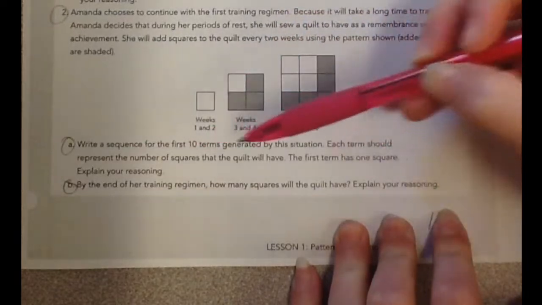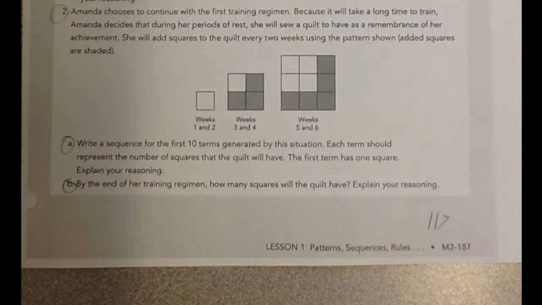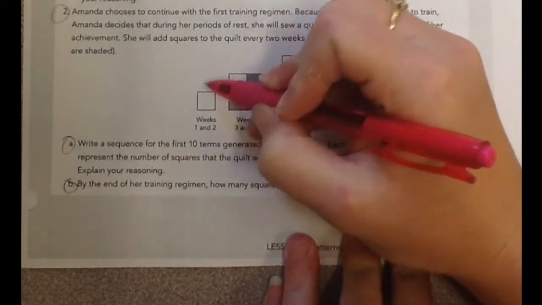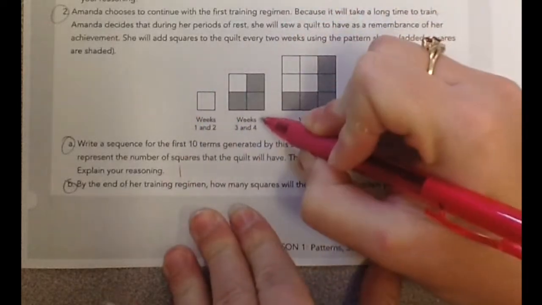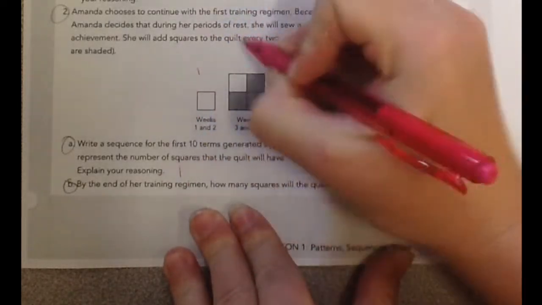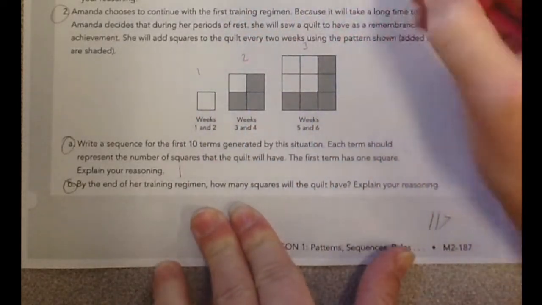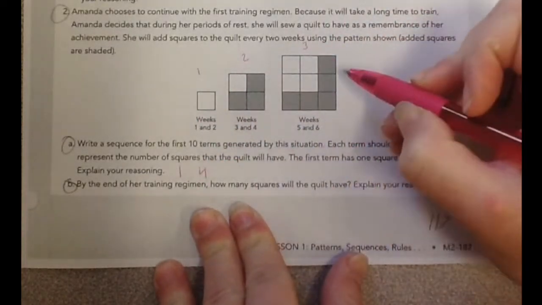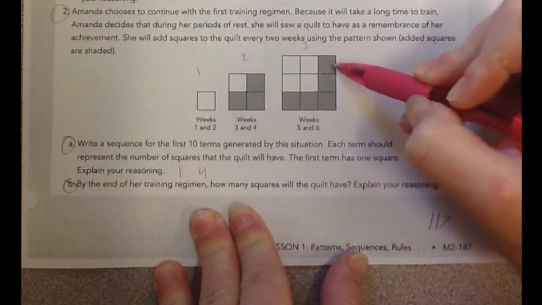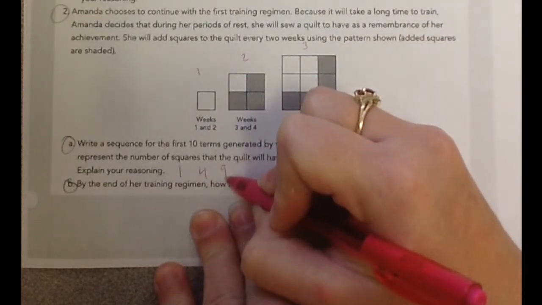Write a sequence of the first 10 terms generated by this situation. Each term should represent the number of squares that the quilt will have. The first term has 1 square, and explain your reasoning. So, we can see term 1 has 1. Term 2, so this is term 1, 2, and 3. Term 2 has 4. Term 3 has 3 by 3, so this is 9.